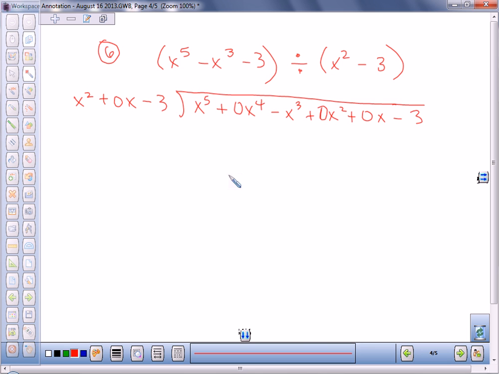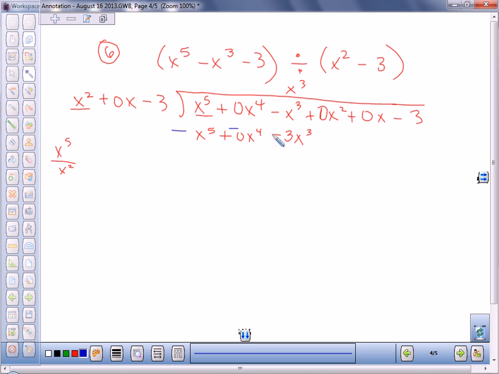Okay, so our first thing we're going to do is take our term here, divided by this. So x to the 5th divided by x squared, what does that give us? X to the 3rd. And then we multiply through. So x to the 3rd times x squared is x to the 5th. X to the 3rd times 0 is 0x to the 4th. X to the 3rd times negative 3 is negative 3x to the 3rd. And then we're going to subtract, and when we subtract, it changes our signs.